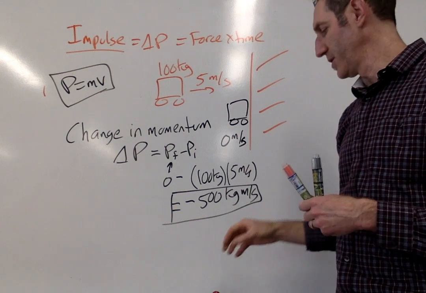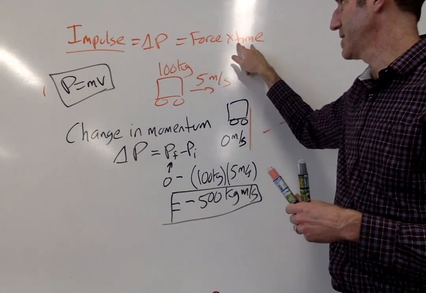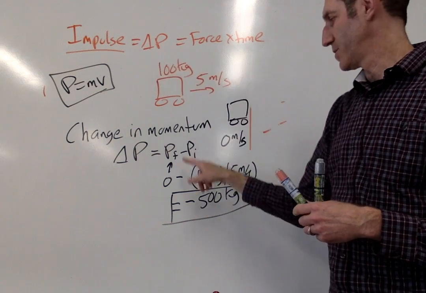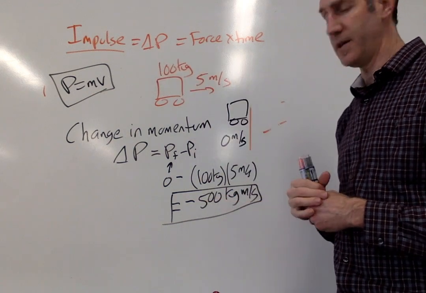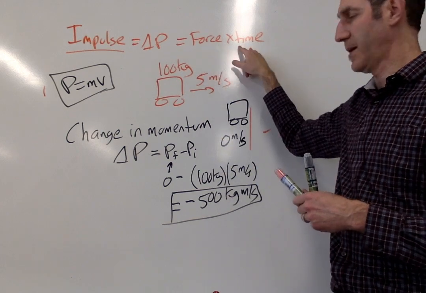And if you're going to have a collision with the wall, then you've got to have a force and a time in order to change your momentum. So in order to get this negative 500 kilograms times meters per second of change in momentum, you have to have a force times time.